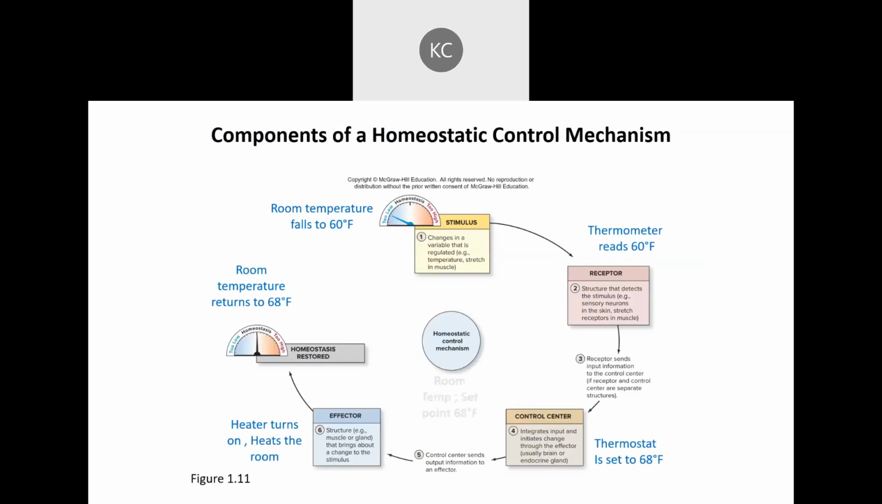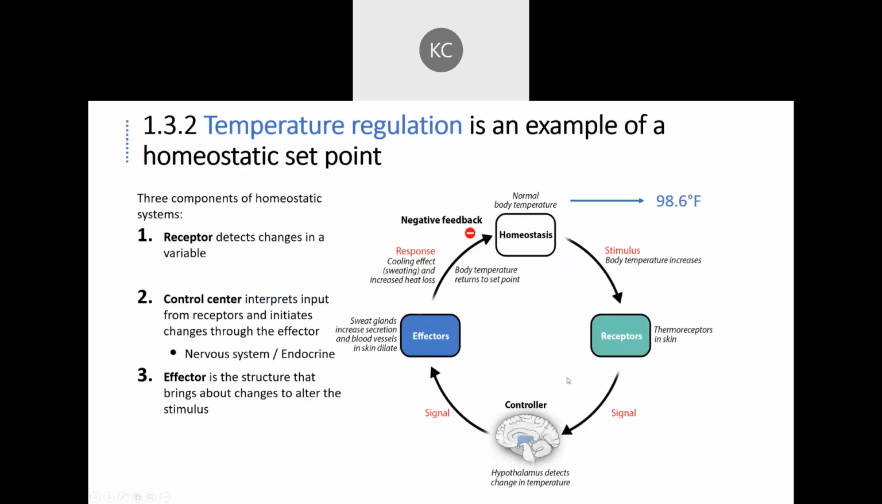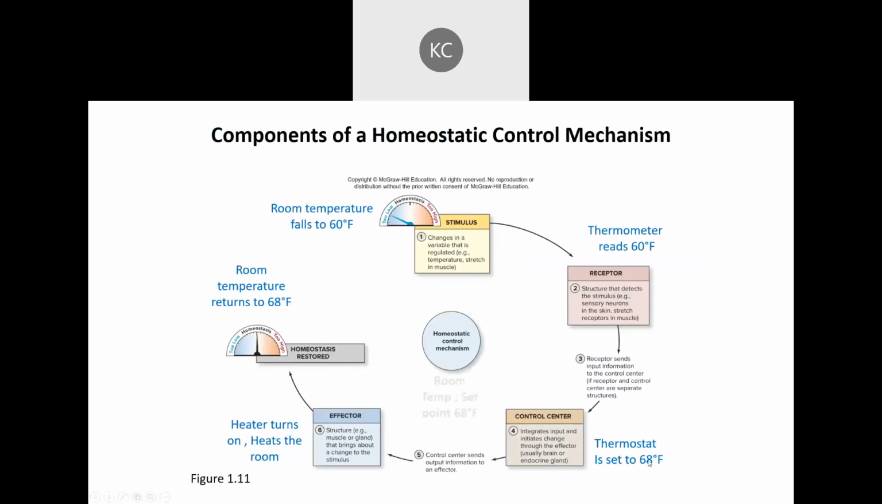So if you look at the example of an actual thermostat, right? So we set it to 60 and it falls below 60. We have some type of receptor that detects it. It detects 60 degrees. It sends a signal. So just like we had a signal here, we have a signal going to our control center, which is the thermostat, which is set to 68. So this is now too low, falls to 60, we're set at 68. And this control center will then send out another signal, in this case to turn the heater on, right? Because we're trying to warm the room back up. We warm the room back up until we get to 68. Homeostasis is restored, and we shut off the heater until the room temperature falls below again, and we drop back down.